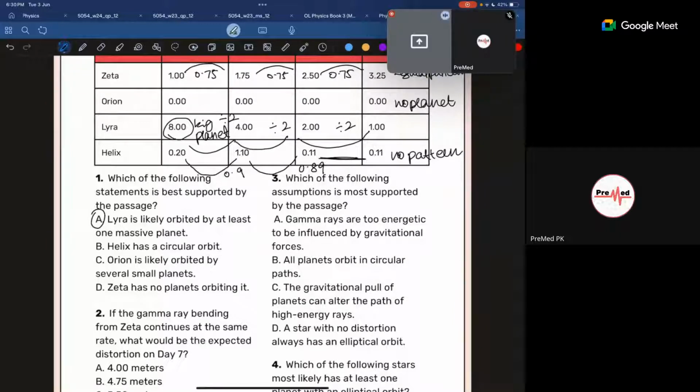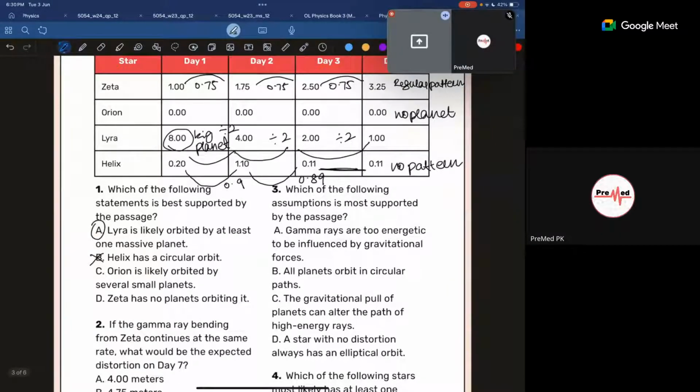For B, Helix has a circular orbit. As I mentioned earlier, in Helix there is no regular pattern. That means there is no circular or elliptical orbit in this, so this will be wrong. While for C, Orion is likely orbited by several small planets. We can see in the table that there is no change in Orion, the bending is 0 on each of the 4 days. That means there is no planet at all. So this will be wrong also.